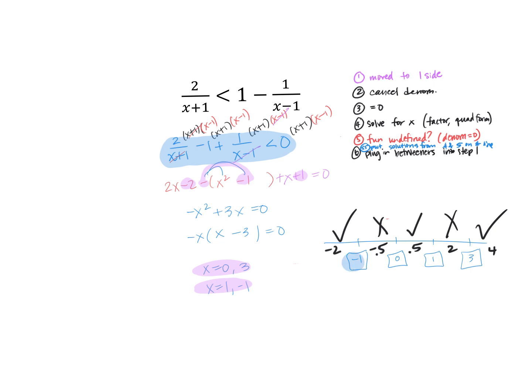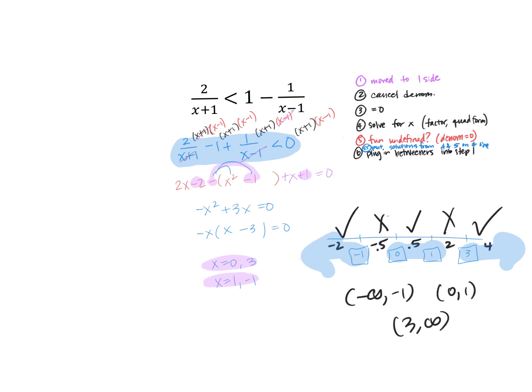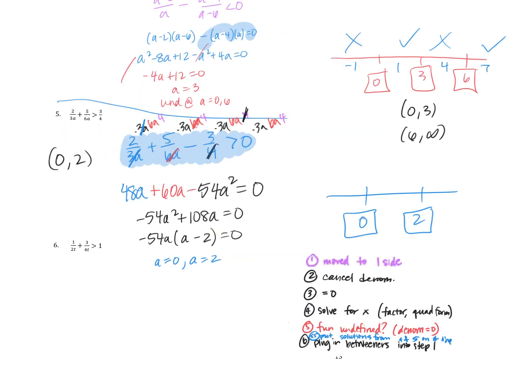These answers are from -1 to the left, between 0 and 1, and 3 to the right. -infinity to -1, and 0 to 1, and girl, that was perfect. You're saying those 3 regions.